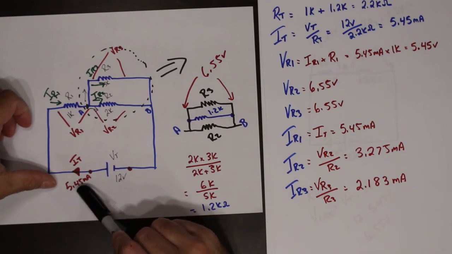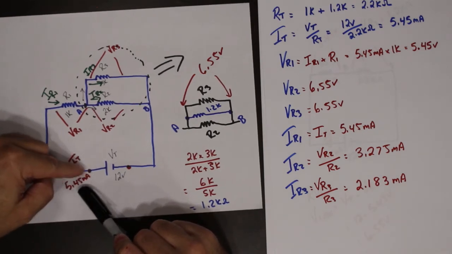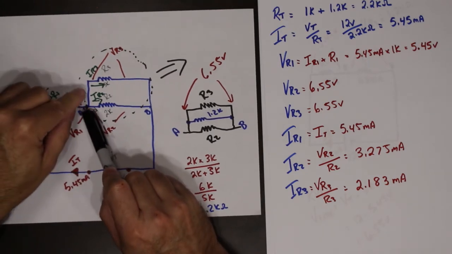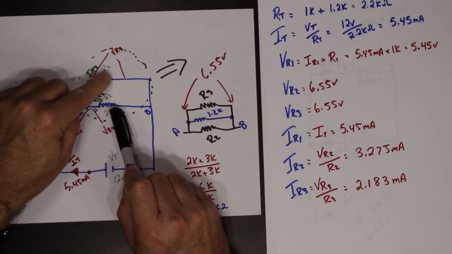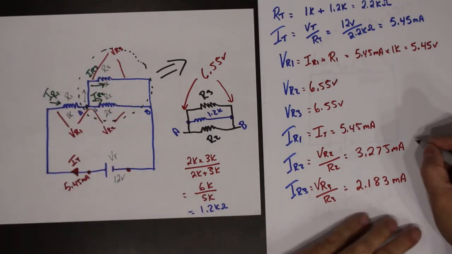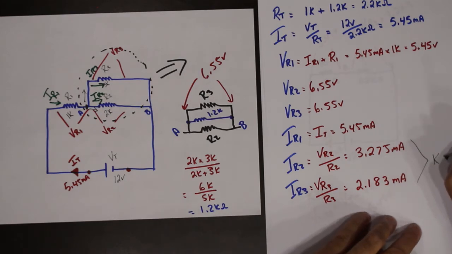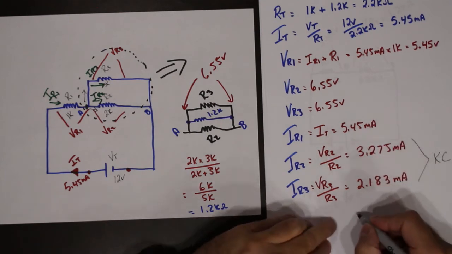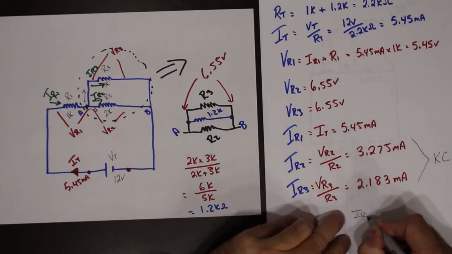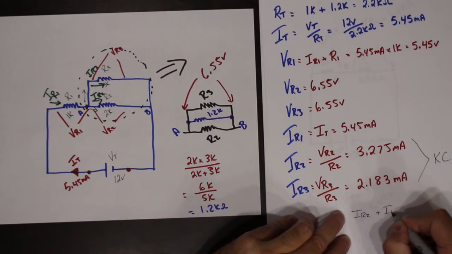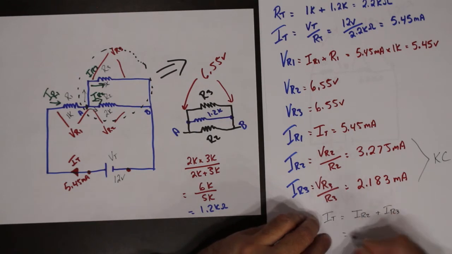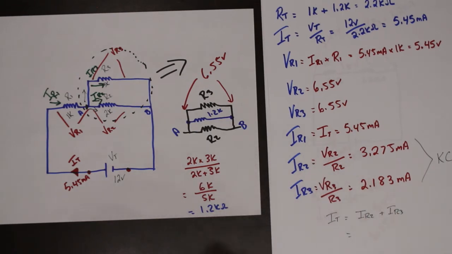I total, 5.45 milliamps, flows out of here. It goes through that resistor, then it splits before it goes through these two. Kirchhoff's current law for a parallel circuit states that if I add up these two, IR2 plus IR3, they should give me I total. Well, let's take a look.